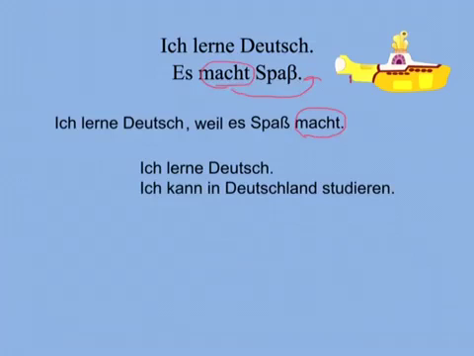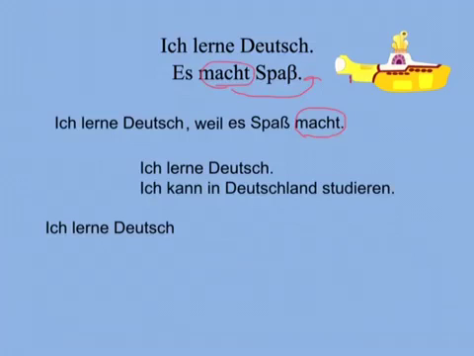Keeping the vocab simple so that you can focus on the grammar. Let's have a look here. Ich lerne Deutsch. I learn German. Ich kann in Deutschland studieren. University in Germany is now free. So even for foreigners, learning German is a good thing. So if we wanted to put these two sentences together to say, I'm learning German so that I can study in Germany, we could use damit.